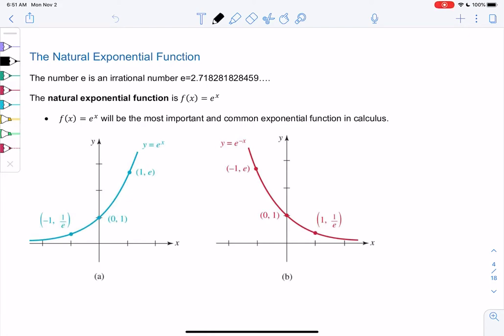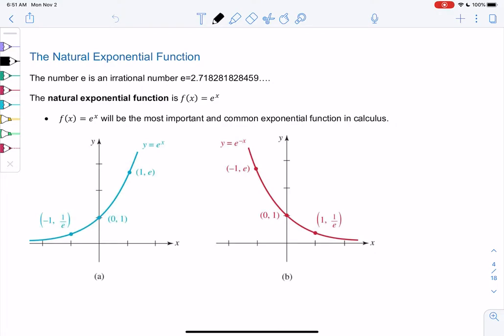Section 6.1, the natural exponential function. So the number e is this irrational number, irrational because it goes on forever, but we get e equals 2.718281, and so on. It just keeps going and going. So the natural exponential function will be an exponential function with base e.